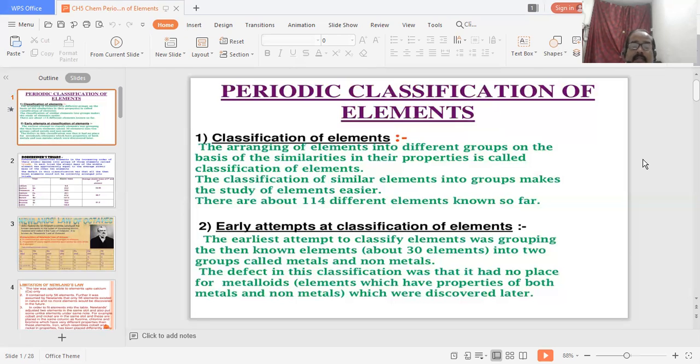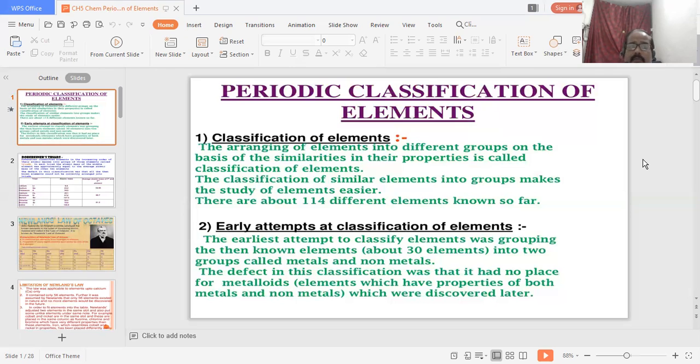So first, classification of elements: the arrangement of elements into different groups on the basis of similarities in their properties is called classification of elements. And the classification of similar elements into groups makes the study of elements easier. There are about 114 different elements known so far.